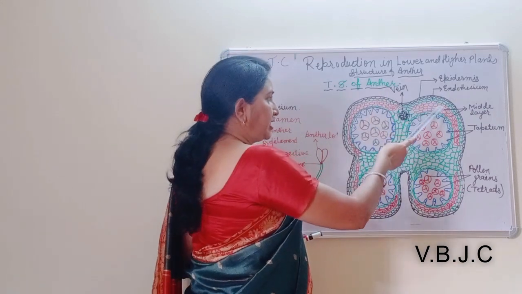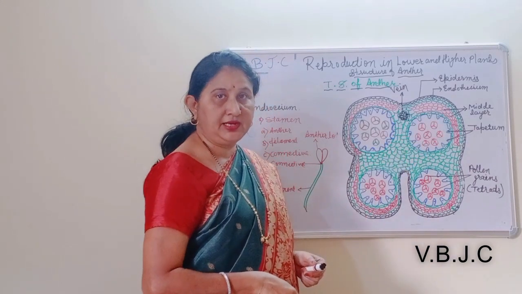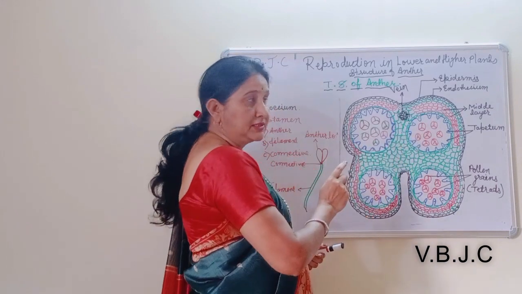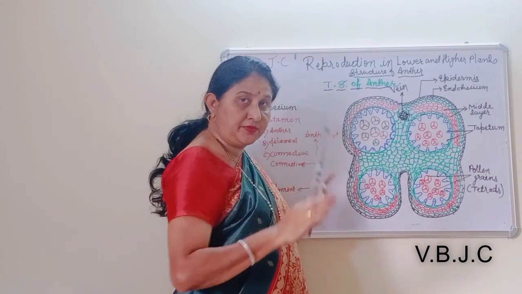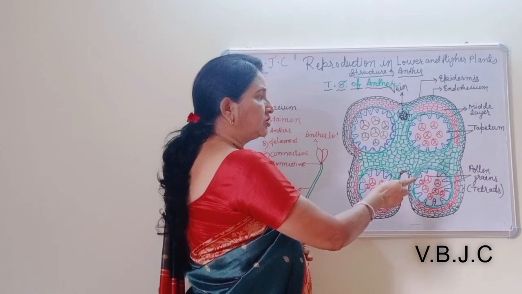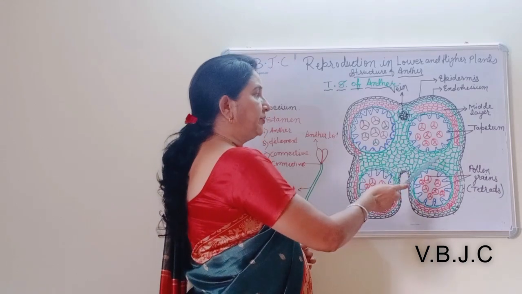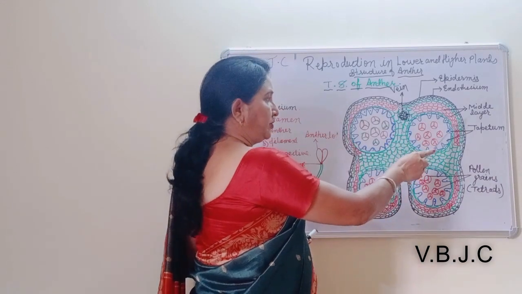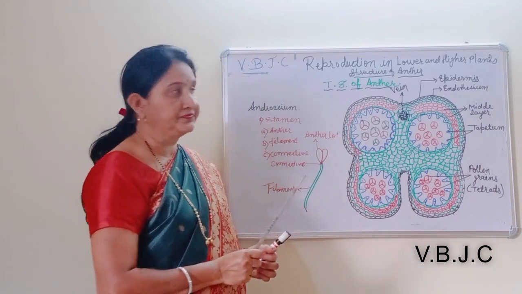Then inner to this endothecium, 2 or 3 layers of cells are known as the middle layer. This middle layer also helps during the maturity of the anther. These 2 pollen sacs merge with each other and form one chamber due to this middle layer. And at the maturity of this anther, this middle layer is disintegrated.